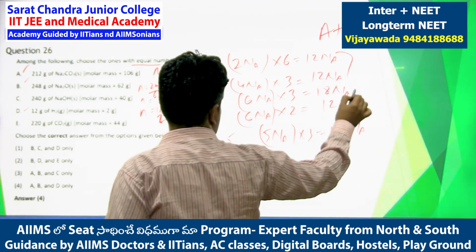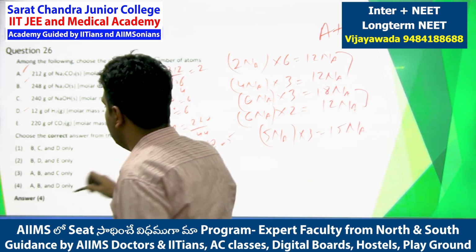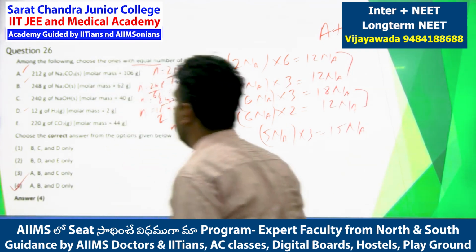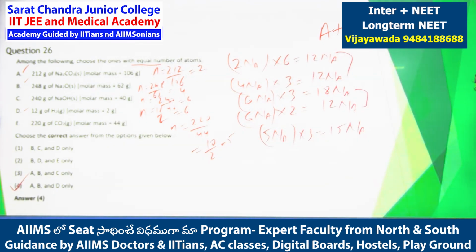So these 3 are having equal number of atoms, A, B and D. So E and C are having different atoms. So the answer will be A, B and D are having equal number of atoms. So that is option 4.